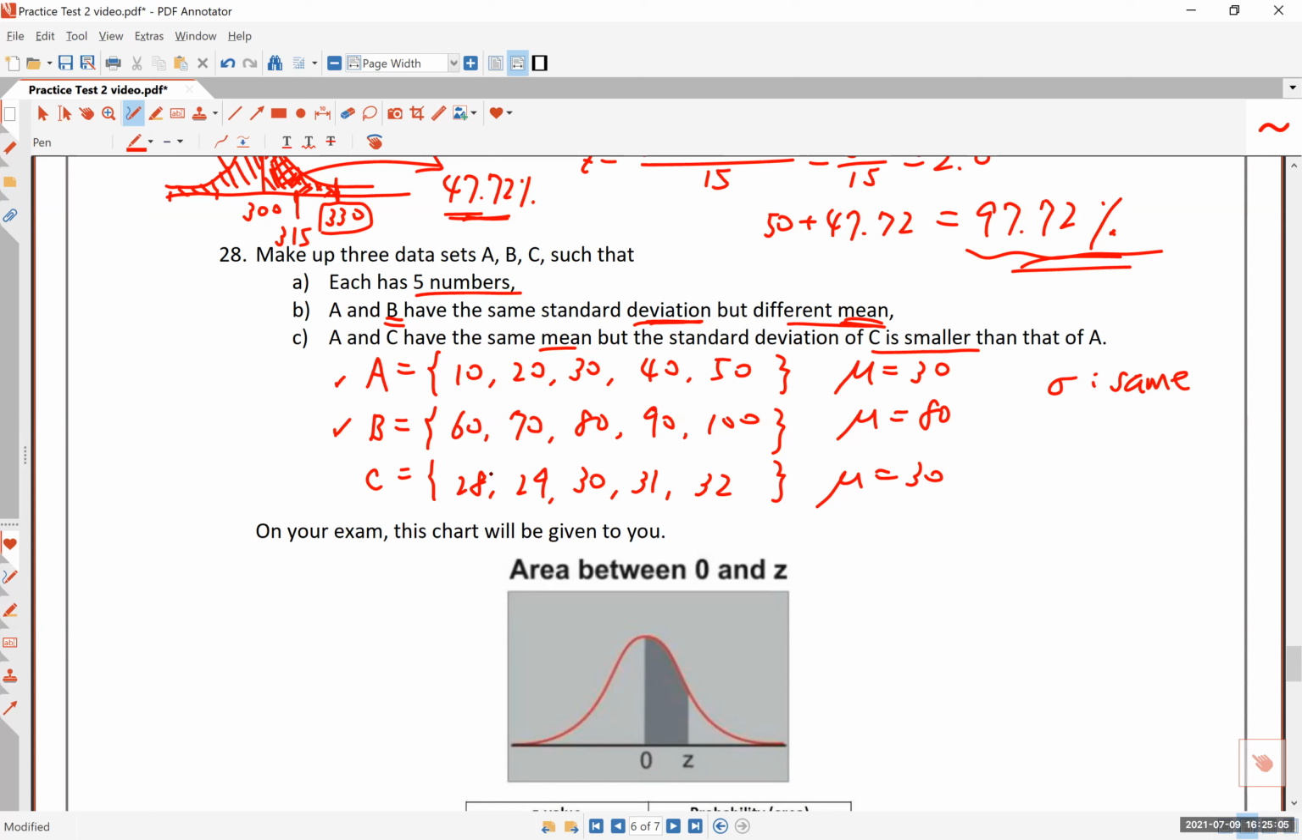Now you could have, for instance, 20, 25, 30, 35, 40. And again, the standard deviation of that set would be smaller than the standard deviation of A. But you don't have to. There are many possible solutions for these last parts of number 28. Okay, so that's it for practice test number 2.